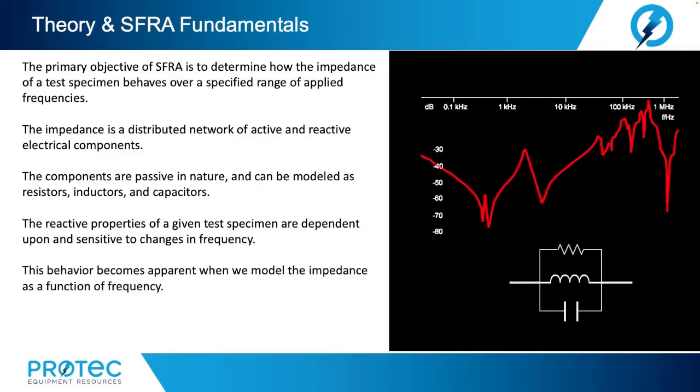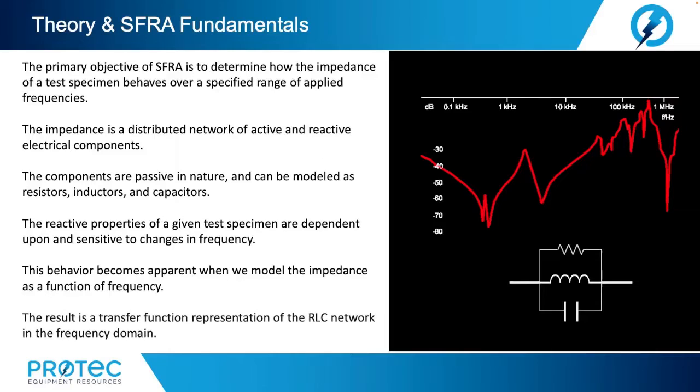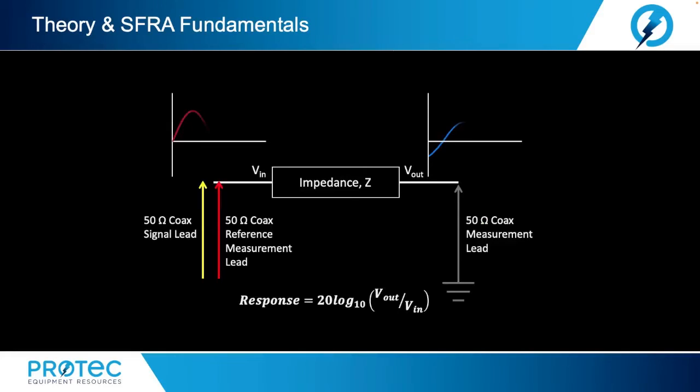This behavior becomes apparent when we model the impedance as a function of frequency. The result is a transfer function representation of the RLC network in the frequency domain. A standard definition of frequency response, FRA, is the ratio of a steady sinusoidal output from a test object subject to a steady sinusoidal input, or more simply put, signal output divided by signal input equals response.